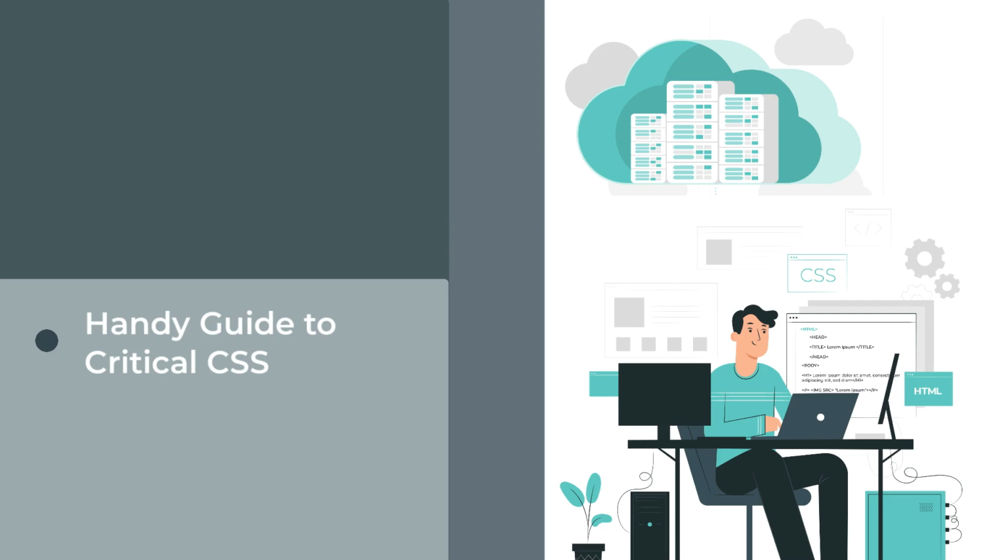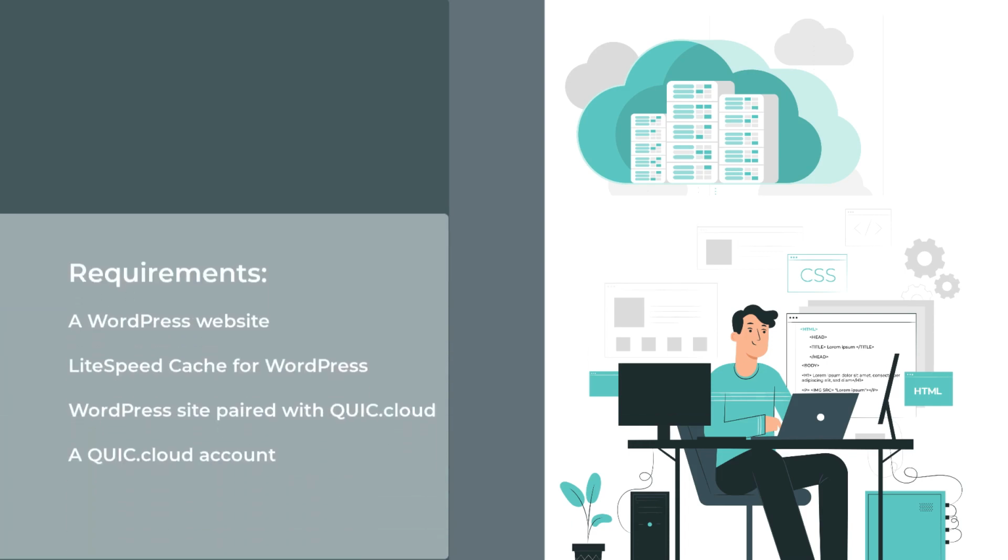If you would like to follow along and get CCSS working on your own site, you will need to have the following: a WordPress site set up and in working order, a copy of the LiteSpeed cache for WordPress plugin v3.0 or later installed and activated, your WordPress site paired with QUIC.cloud, and a QUIC.cloud account. If you don't have this set up yet, see the video description for instructions.